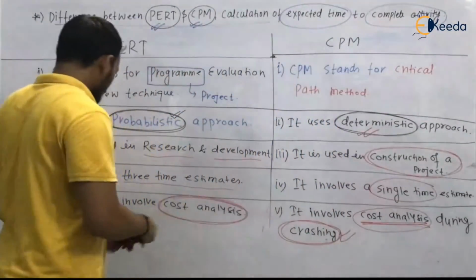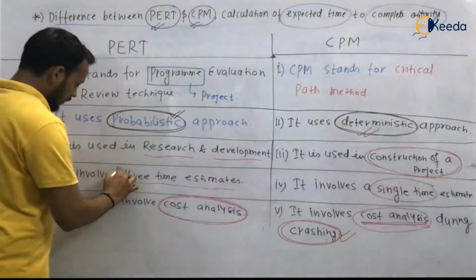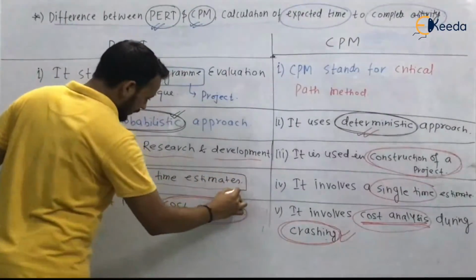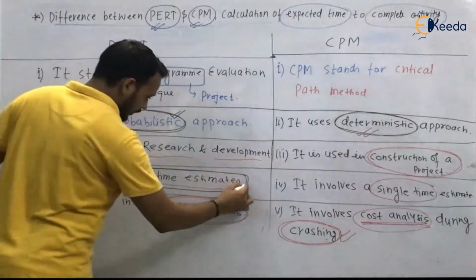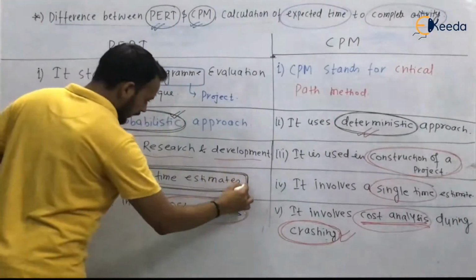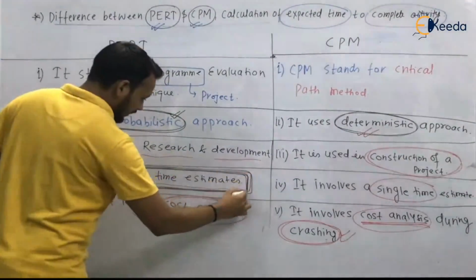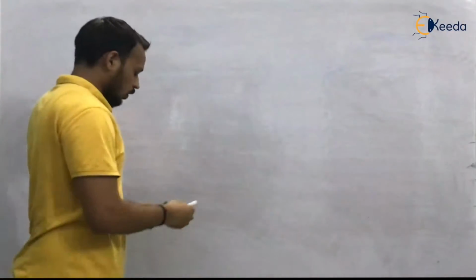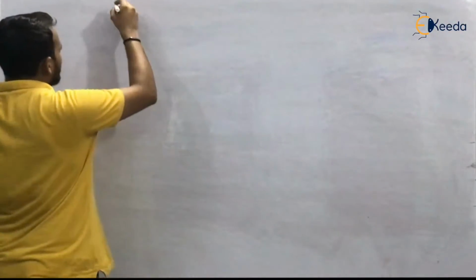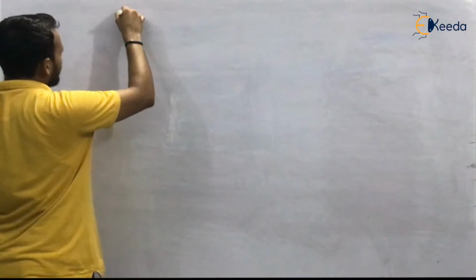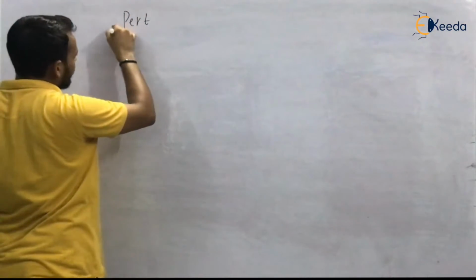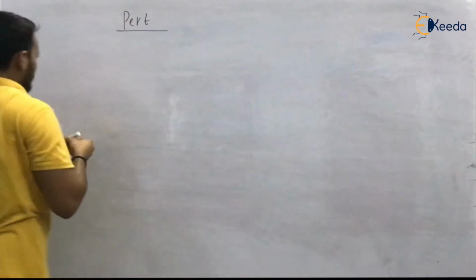So look at this point. It uses 3 time estimates. So we will talk about what these 3 time estimates are. As we have discussed, PERT is based on 3 time estimates.